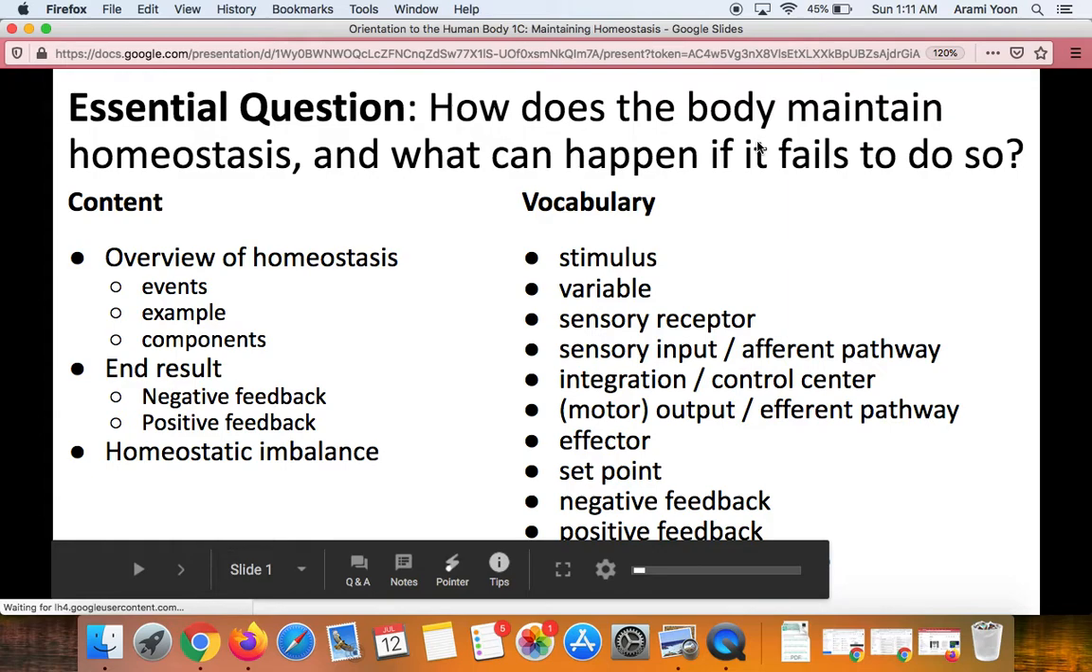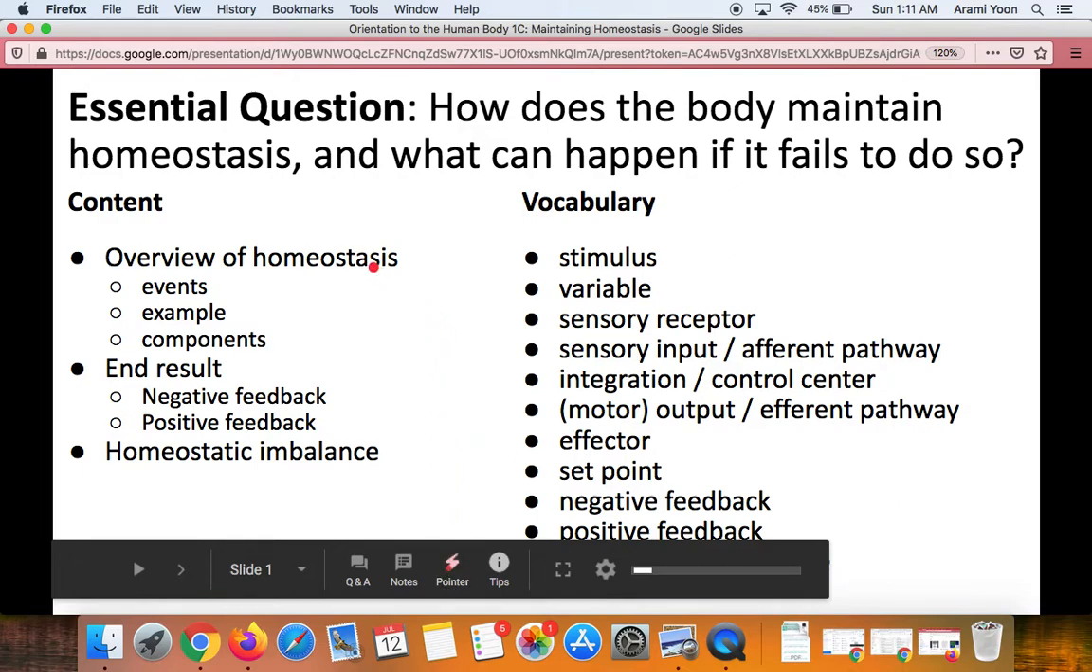Hi guys, so this is the lecture on homeostasis, and the essential question is, how does the body maintain homeostasis, and what can happen if it fails to do so? So you should be able to answer that question using all of the vocabulary that you see on the right by the end of this lecture.